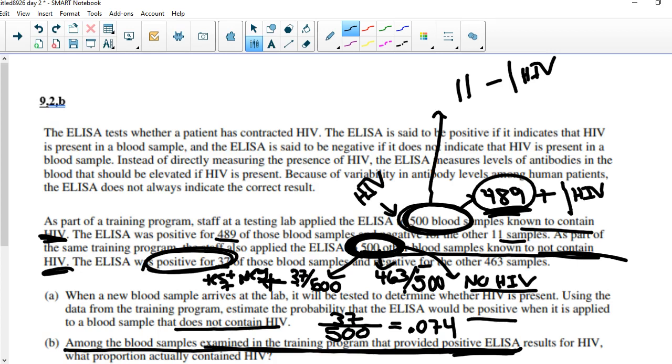Looking back at this, we want to say, okay, how is that happening? So we have 37 out of 500. And we have 463. These are all the people here that don't have HIV.